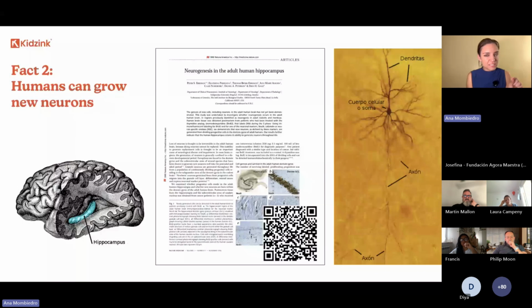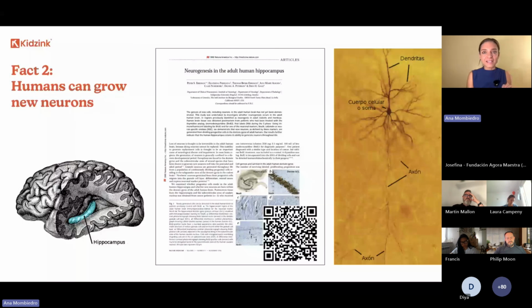But actually, let me tell you something. Having new neurons is good, but we need to have them connected with other neurons, because otherwise, why do we want them, right? So connection is crucial, okay? And that's what learning is, this connection of neurons.